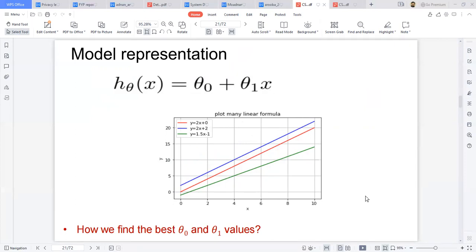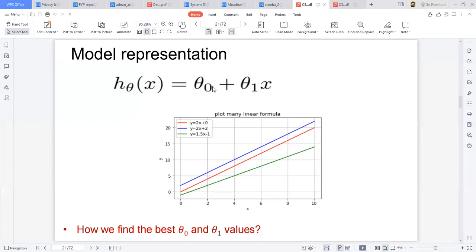But doctor, I have a question. You see here in the graph, y equals x plus 0, y equals x plus 2, and y equals 1.5x minus 1. How could we evaluate these values? How can we calculate them? Yes, this is called optimization. We will apply gradient descent, but we will fix a parameter. As I told you, we will fix theta 1 and only find theta naught.